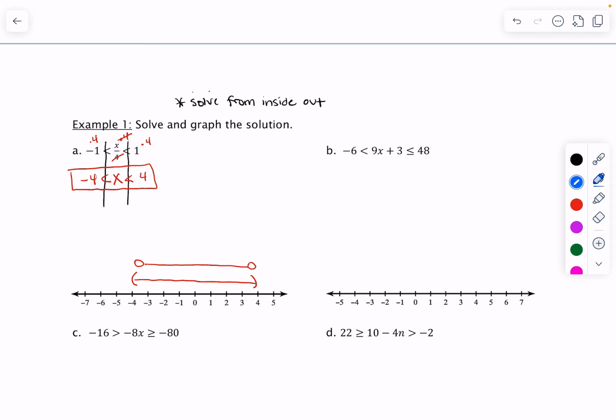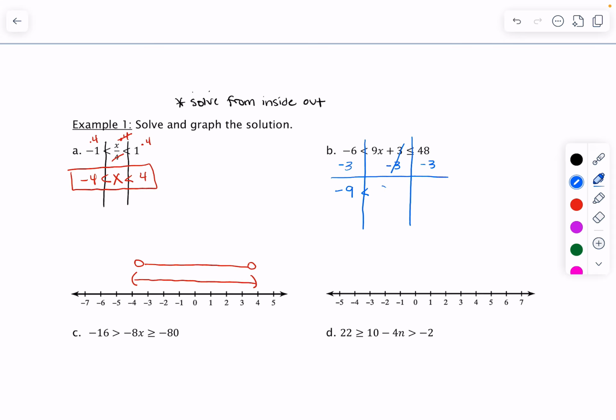Letter B, draw your lines and solve from the inside out. So I'm trying to get x alone, so I'm going to subtract the 3, and I'm going to subtract it on the right, and I'm going to subtract it on the left. The 3's cancel out in the middle. -6 minus 3 on the right is -9.